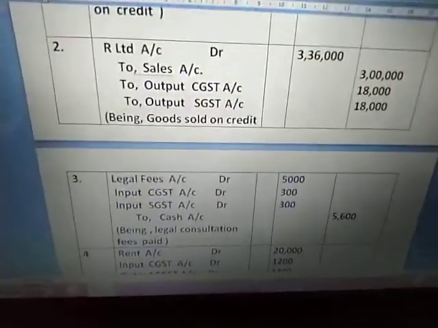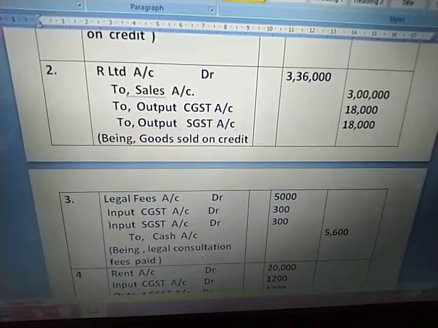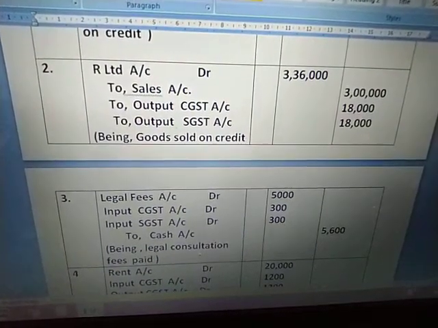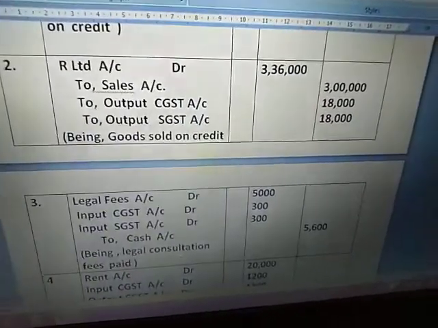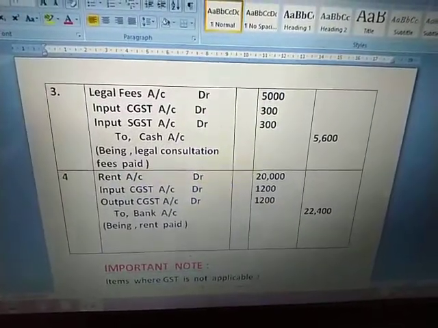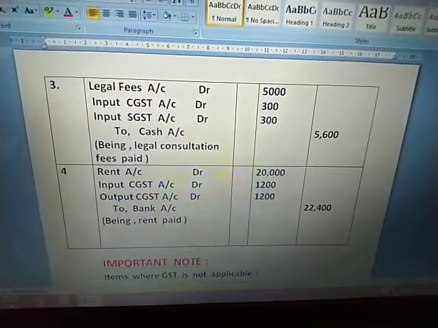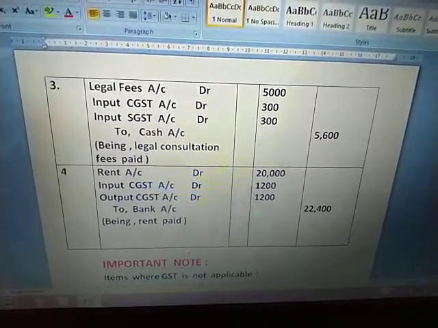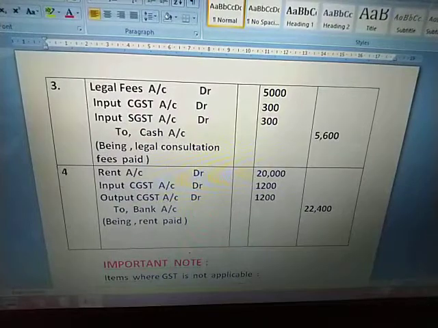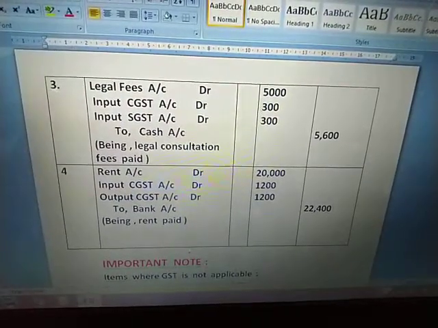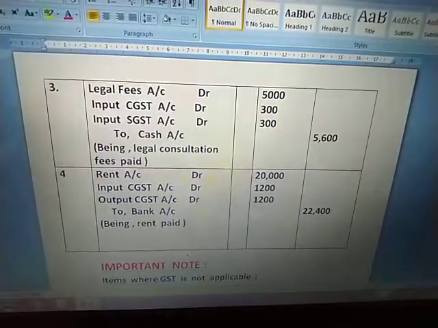Then number 3, we have paid legal fees. On that also we are paying input CGST and input SGST. 6% of 5,000 is 300, so the cash amount goes total as 5,600. Next we have paid rent. On rent also we have to give GST. So the input CGST becomes 1,200, that means 20,000 into 6%, and input SGST also becomes 1,200. The total from bank, since we have paid it from bank account through cheque, becomes 22,400.